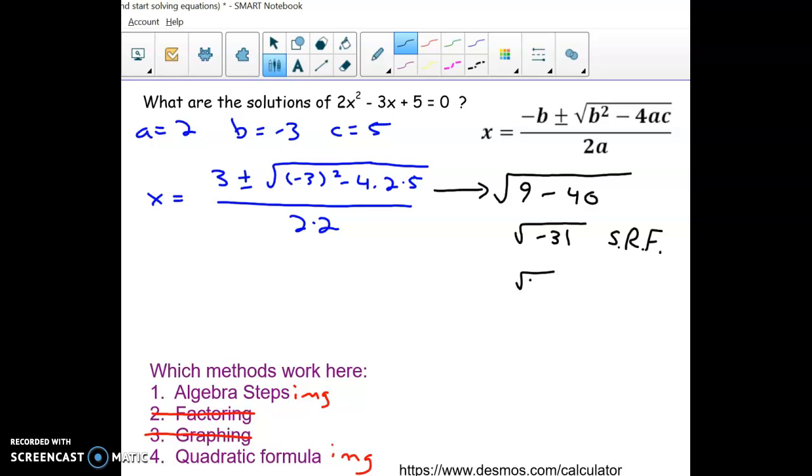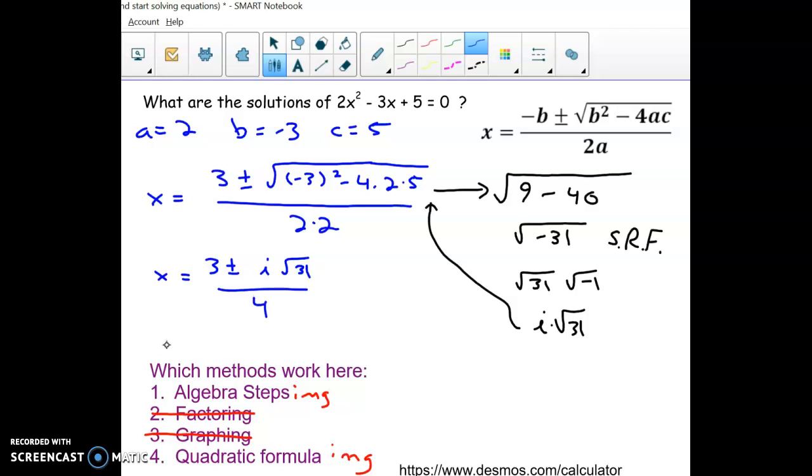There's no perfect squares for 31, so I'm going to pull off just the negative part. And so I end up with i and root 31. And again, usually the i comes before the root. Okay, so plugging that back in, see what we got here. So we got x equals 3, sorry for the struggles there, 3 plus or minus that whole check mark, which was i root 31, all over 2 times 2, 4.